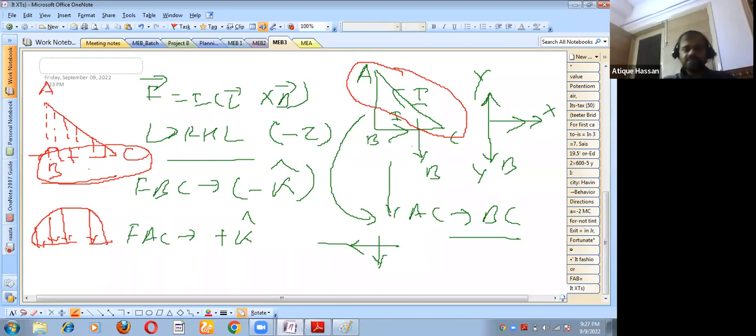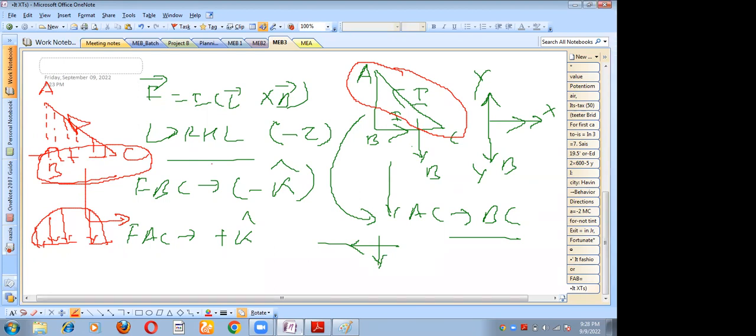So now AC will be equivalent to BC, but in BC, current is flowing in the opposite direction. If you see here, current is flowing from C to A. So when you're finding the force on CA, you will take it as a wire equivalent to BC, but with current in the opposite direction. Therefore, force will also be in the opposite direction. Understood?